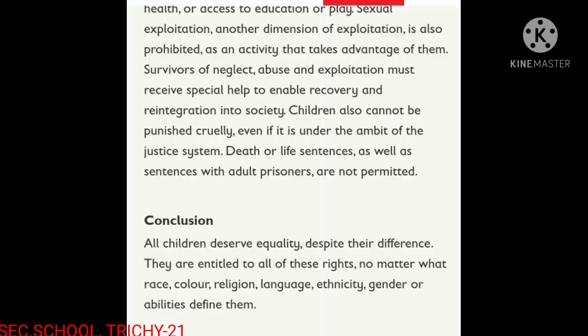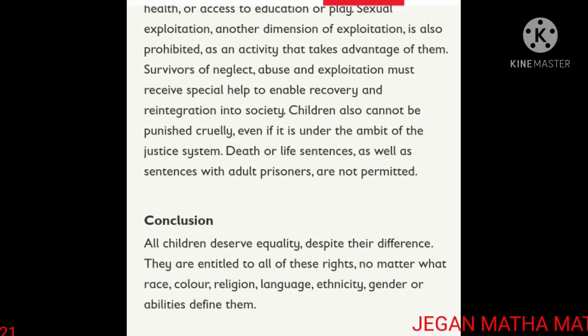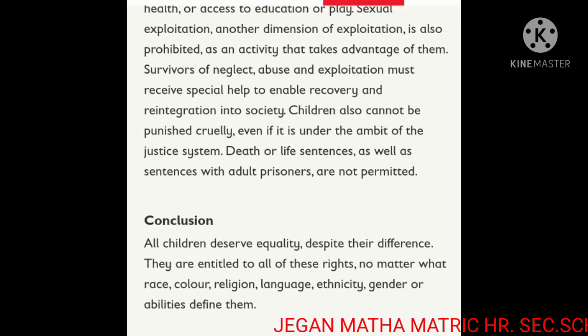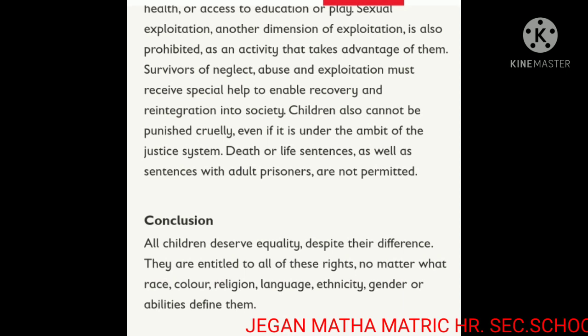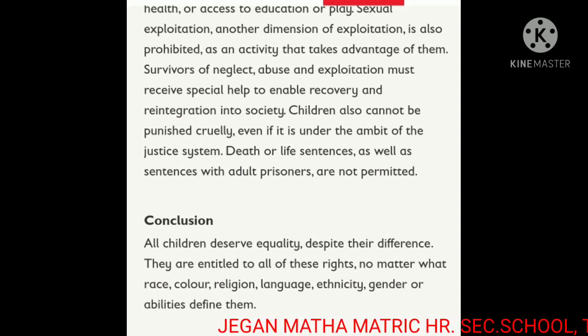Health or access to education, to play, sexual exploitation, and other dimensions of exploitation are also prohibited, as they are activities that take advantage of children. Survivors of neglect, abuse and exploitation must receive special help to enable recovery and reintegration into society. Children also cannot be punished cruelly, even under the ambit of the justice system. Death or life sentences, as well as sentences with adult prisoners, are not permitted.